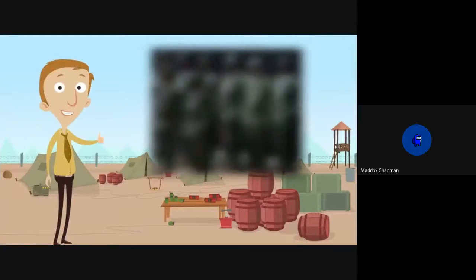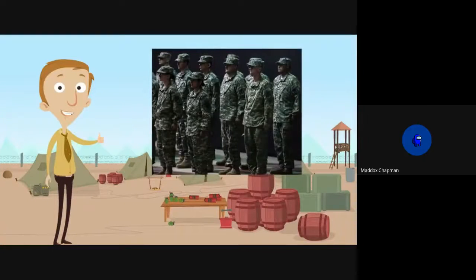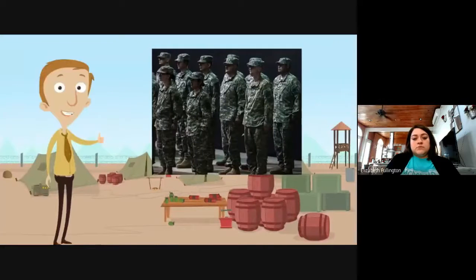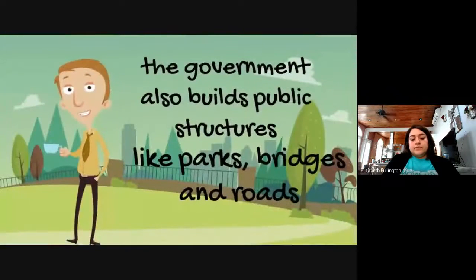The government also provides the services of the military who protect us here and overseas, and it's very important for us to be safe. The government has to keep us safe, and the government does that through the service of brave men and women who serve in the military. The government also builds public structures like parks and bridges and roads. This is very important because it helps us work together.